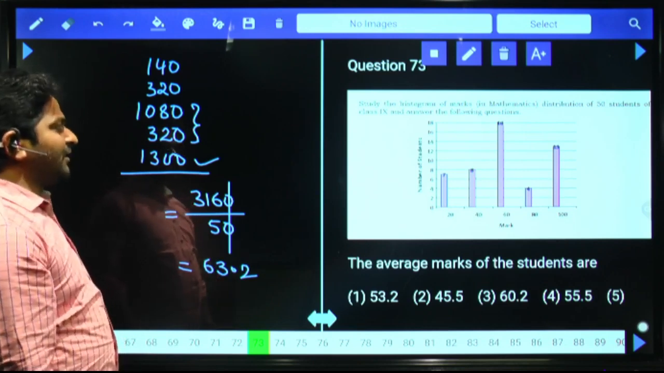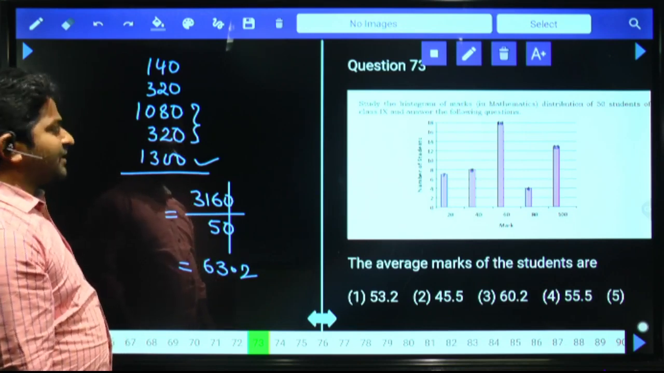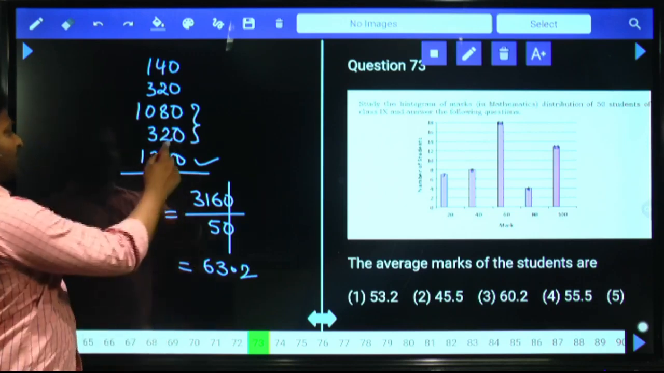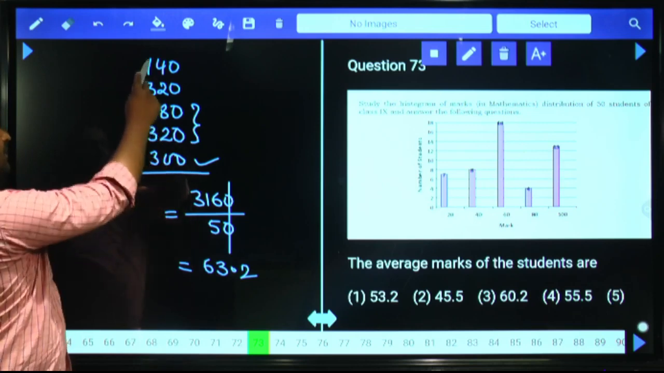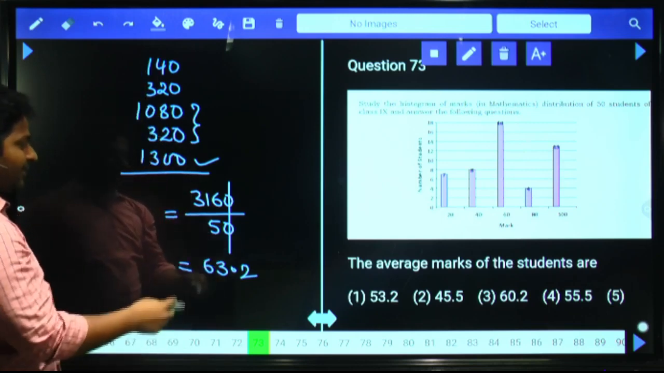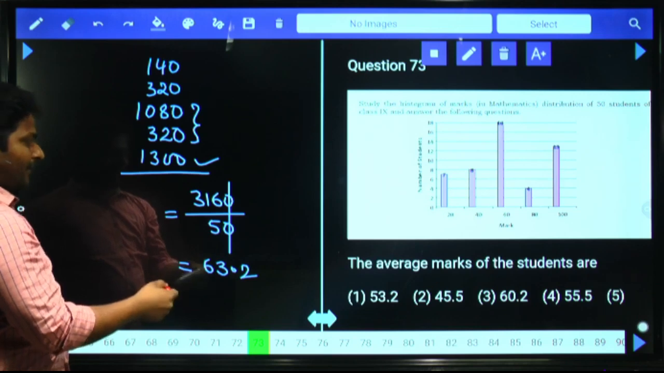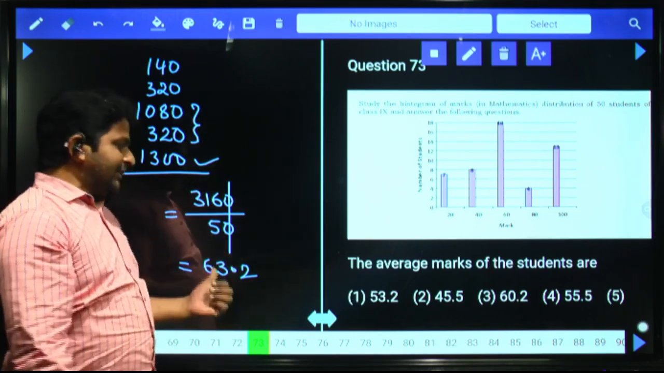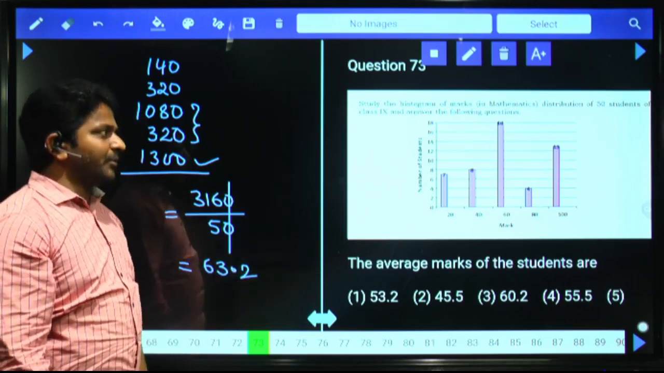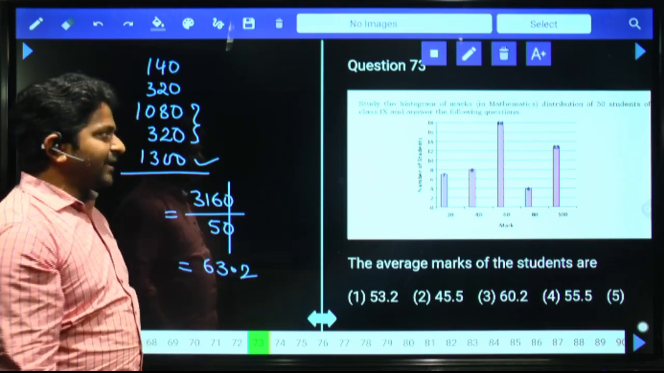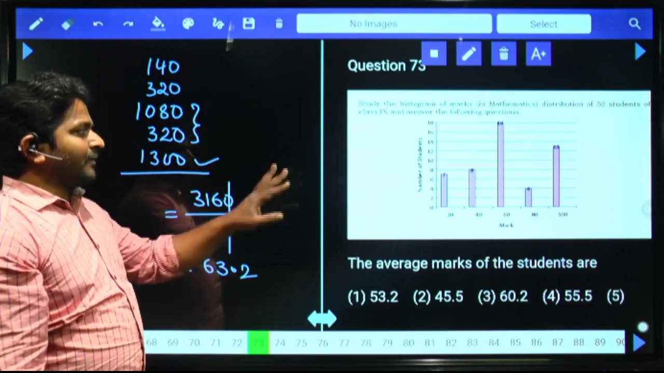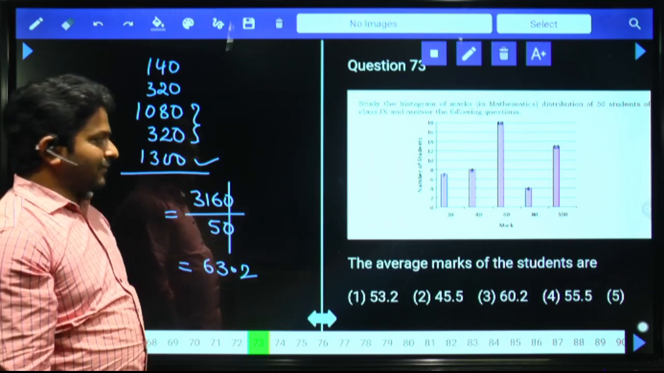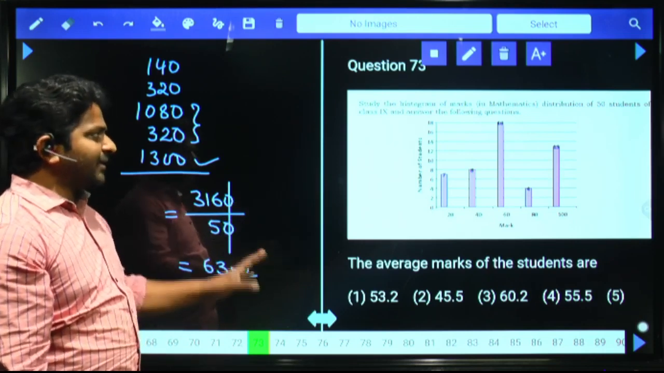140, 320, 1080, 320, 1300, correct. 14, 27, 30, 3160, divided by 50. Yes, it has to be 63.2. The average marks obtained by all the students is 63.2. That is the right answer, no doubt about it. 63.2 is the right answer. Yes, that is correct, no doubt.